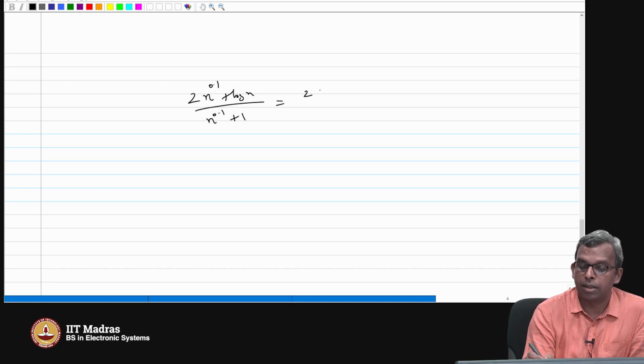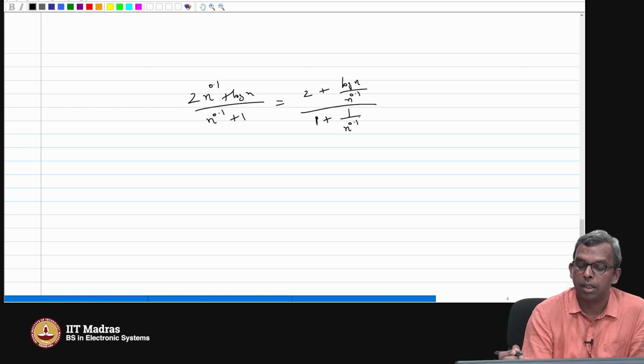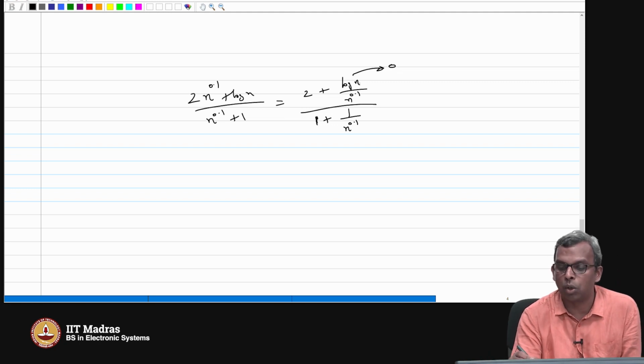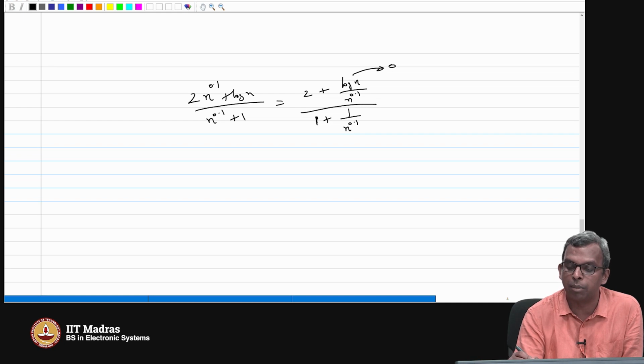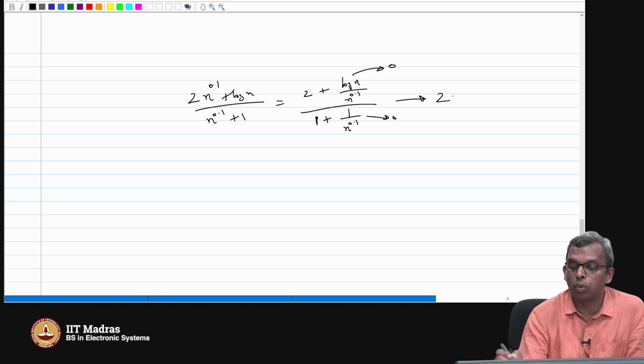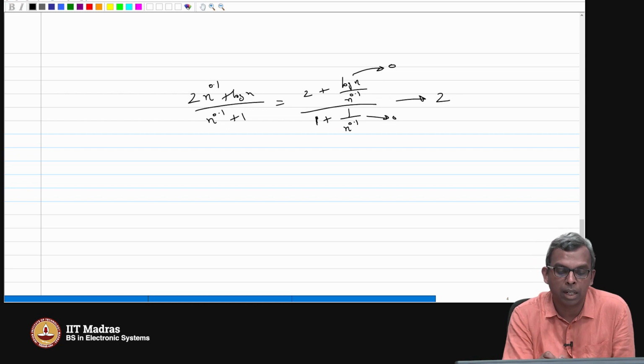You can write it as (2n^0.1 + log n) by (n^0.1 + 1). You divide every term by n^0.1 and you get 2 plus log n by n^0.1, over 1 plus 1 by n^0.1. As n tends to infinity, this goes to 0. Why? Because log n goes slower than any power of n. So log n will go to infinity much slower than any power of n. So this will go off to 0, this will also go off to 0, and in the limit, this will tend to 2. It's a very easy limit, but just to tell you the comparisons.